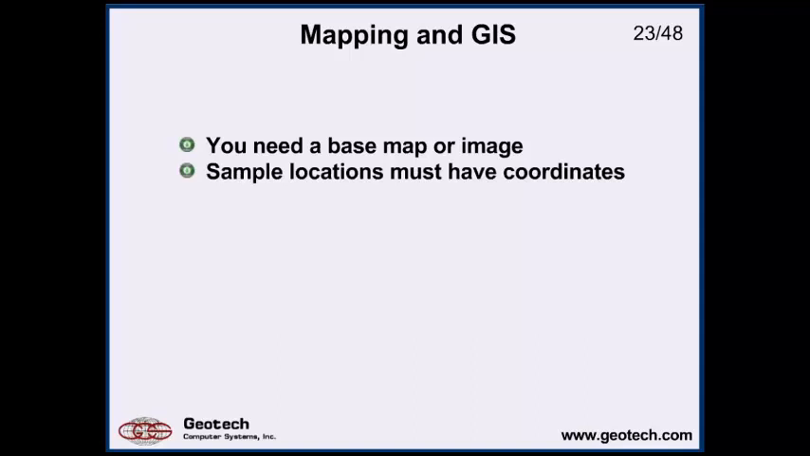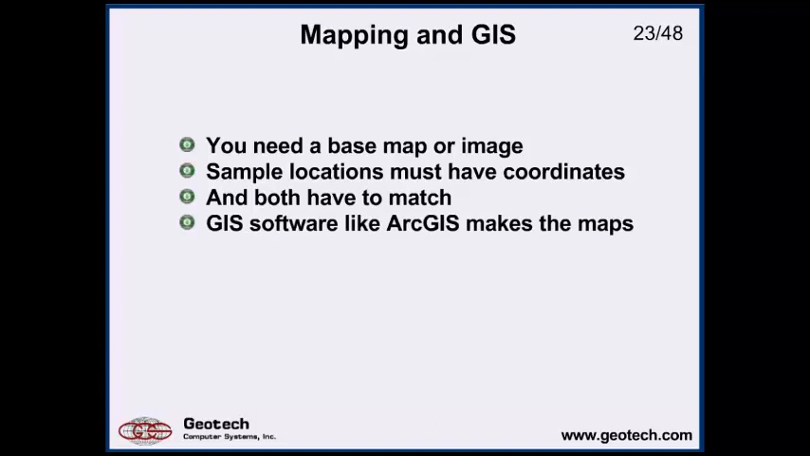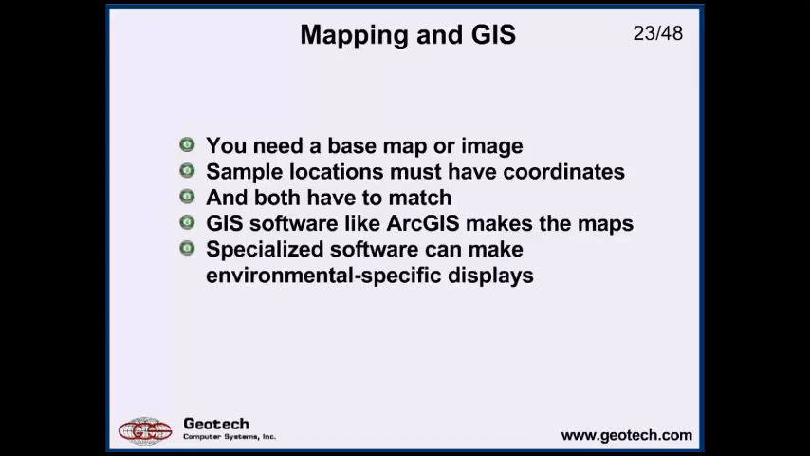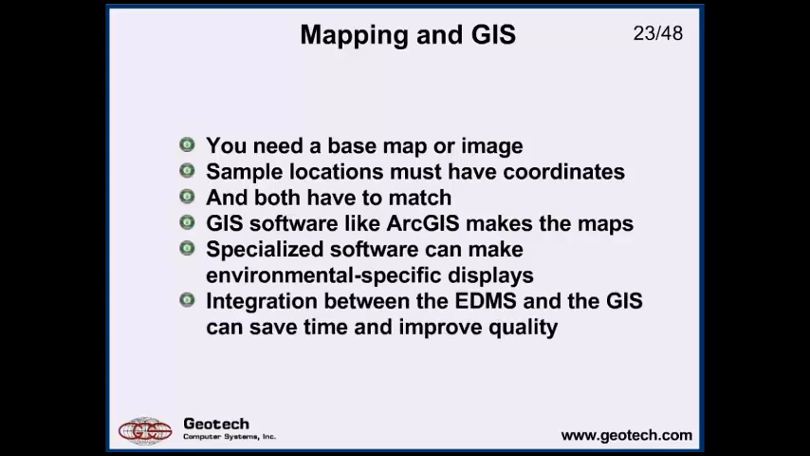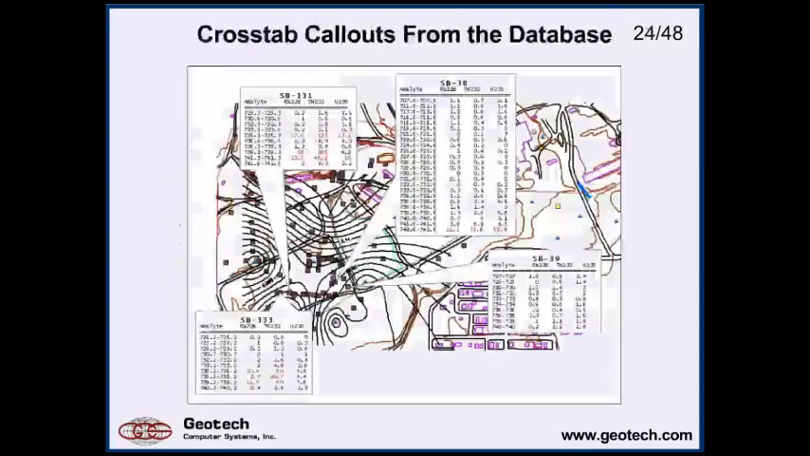So you need a base map or image, and the sample locations have to have coordinates, and of course they have to match. And it's not unusual for the well locations to have a GPS, but the base map is in inches from the side of the CAD drawing. So you've got to get all that stuff figured out. And then GIS software like ArcGIS is used to make the maps. ArcGIS is most common in the environmental business. There are certainly others, MapInfo and things like that. And then there's specialized software to make environmental specific displays. And then integration between the data management and the GIS can save a lot of time and improve quality.